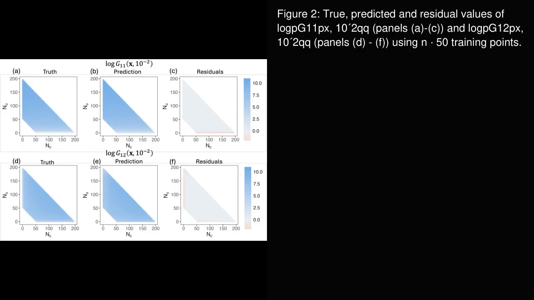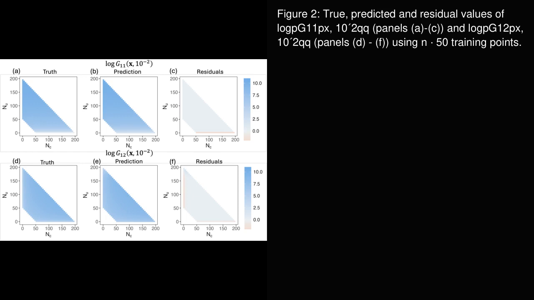Figure 2 presents the predictive performance of the surrogate model by comparing true and predicted values for two components of the form factor matrix, log PG11 and log PG112. Panels A through C correspond to log PG11, while panels D through F correspond to log PG112, each using 50 training points. Panels A and D show the true values, panels B and E show the surrogate model's predictions, and panels C and F show the residuals, or errors between predicted and true values.